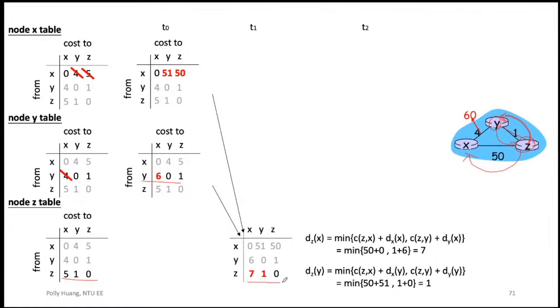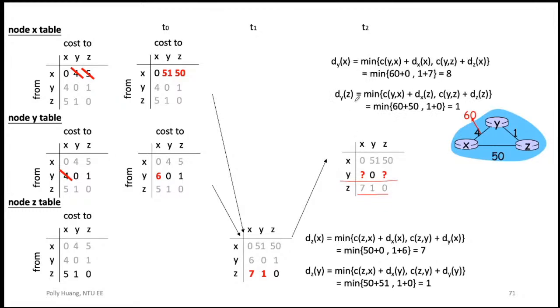If we continue on, as z here finishes calculating dz, this is going to go out and reach y and x. As a result, y here can calculate dy again, given the new dz.